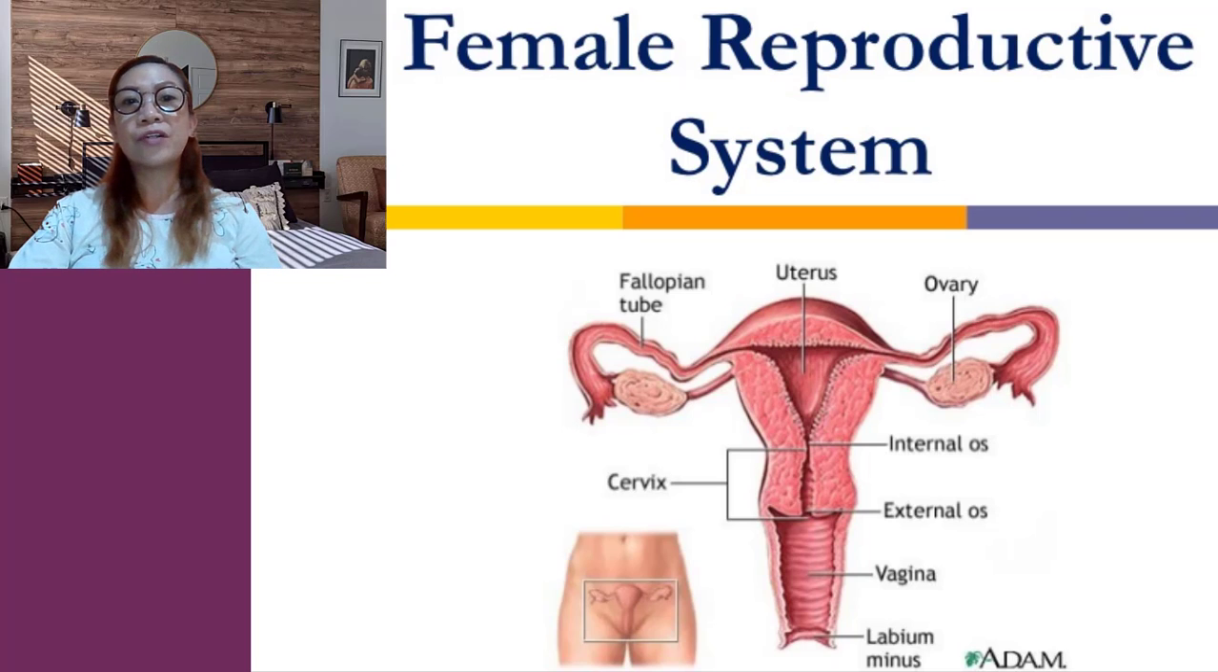The function of the external female reproductive structures, which are the genitals, is twofold: to enable the sperm to enter the body and to protect the internal genital organs from infectious organisms. So the main external structures of the female reproductive system include as follows.